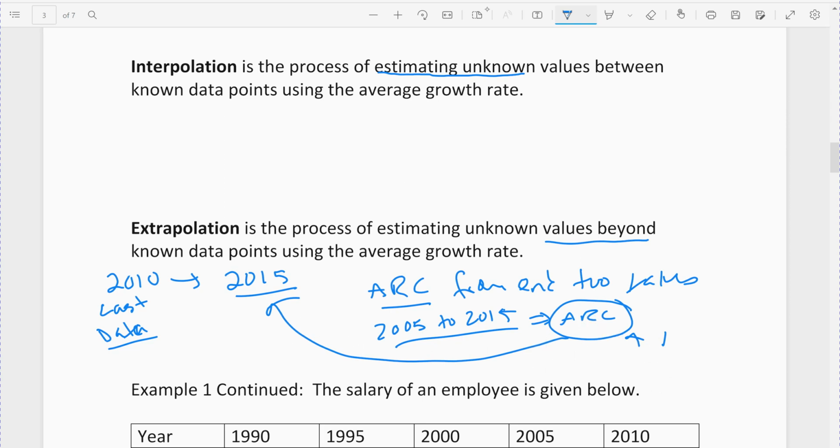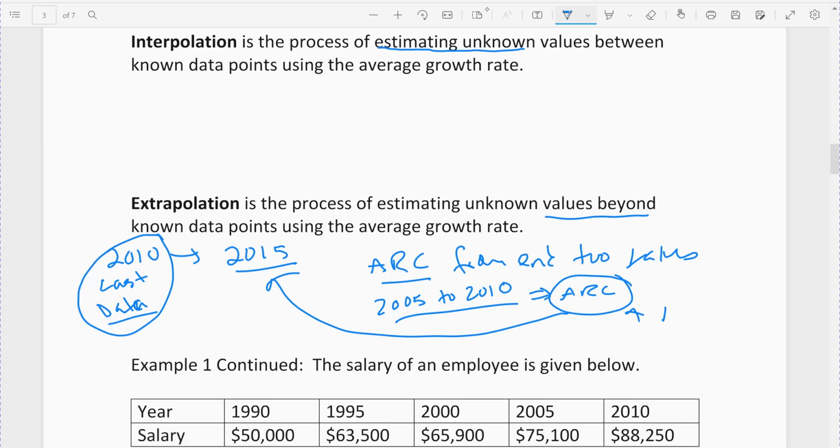We take our average rate of change from, all right, I said 2005 to 2015. I meant 2005 to 2010. We take the average rate of change from 2005 to 2010. We take the last data entry, which was 2010, and we add that average rate of change to the last value. So it's the end value in this case that we add it to, right? Whereas interpolation, we add it to the starting value. So again, that's the difference between the two. All right, so we're just going to look at an example of those.